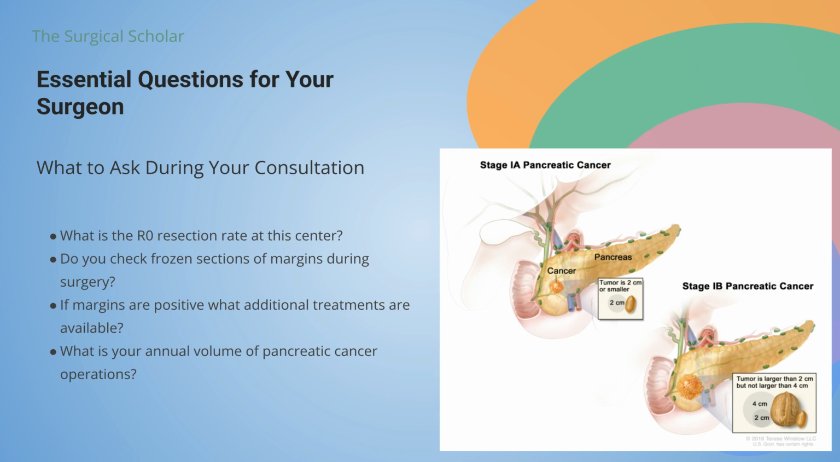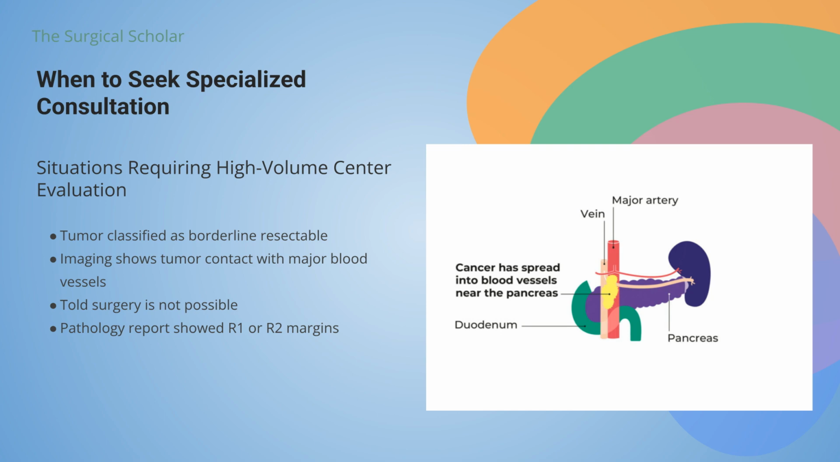Sample questions. What is the R0 resection rate at this center? Do you check frozen sections of margins during surgery? If margins are positive, what additional treatments are available? Seek high-volume center evaluation if your tumor is borderline resectable, scans show tumor vessel contact, you've been told surgery isn't possible, or pathology showed R1 or R2 margins.